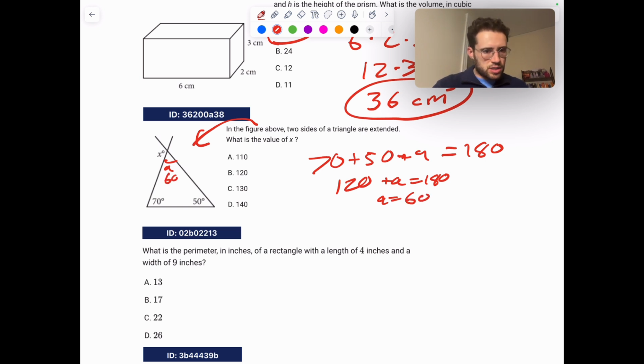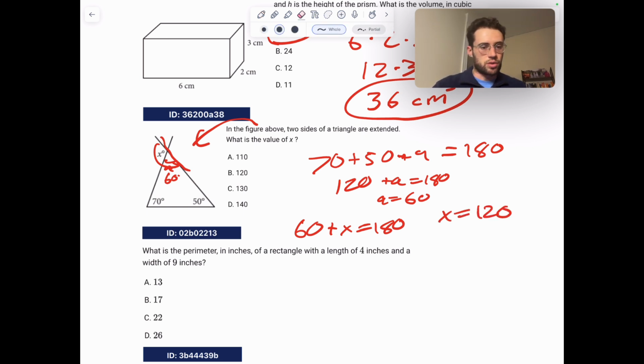So this angle up here is 60 degrees, and then you can see that A and X form a linear pair. They make a line together. So 60 plus X adds up to a straight line. Subtract 60 from both sides, that gives us that X is equal to 120 degrees. Or they say X degrees, so X is just 120.